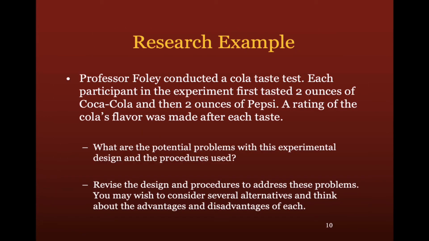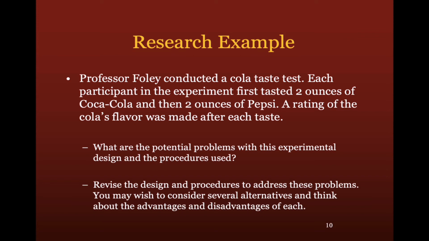So here's an example of that. Professor Foley conducted a cola taste test. Each participant in the experiment first tasted 2 ounces of Coca-Cola and then 2 ounces of Pepsi. A rating of the cola's flavor was made after each test. Right, so they first had Coke, then they had Pepsi. What are some potential problems with this experimental design?